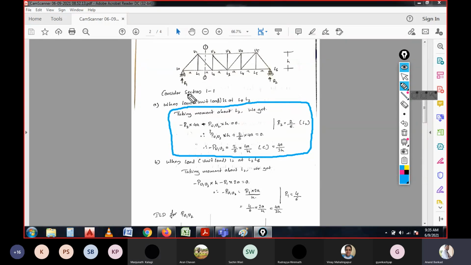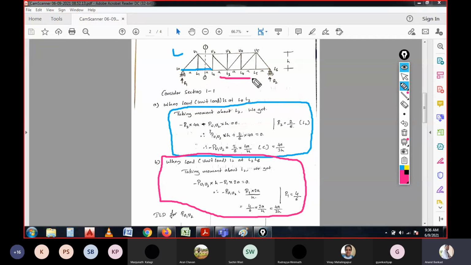See, now we are considering section 1.1. That means whatever you are asking, this part is considered on the left side of the section, and the load is acting on the left side of the section. So that means L0 to L2 is the total span we are considering, but the load is acting on this side, and the remaining part is considered for the load on the left side of the section. It is just the difference between these two.